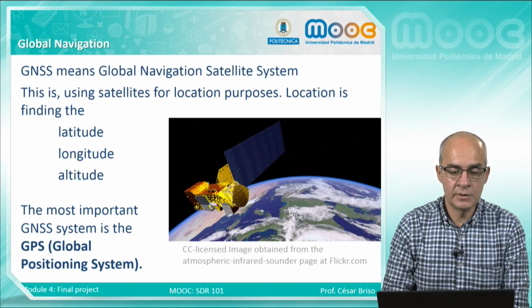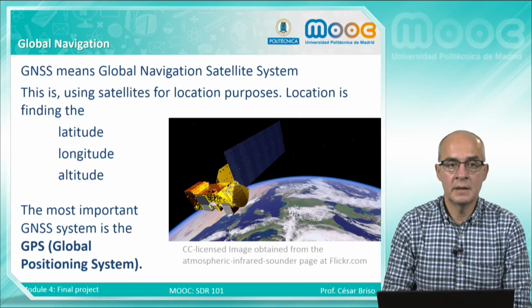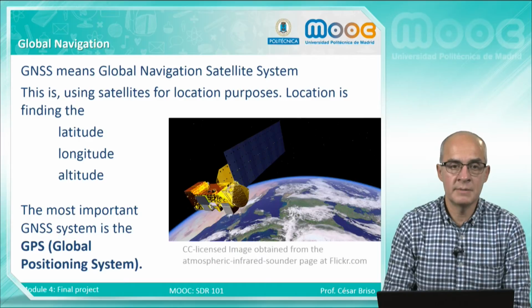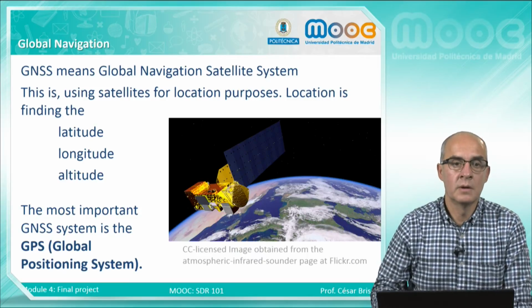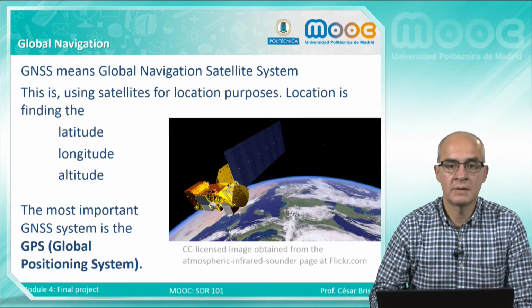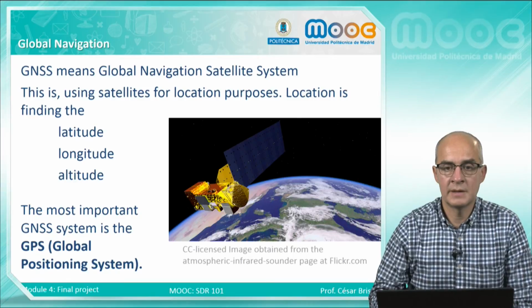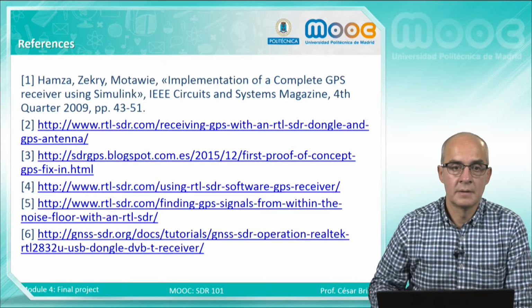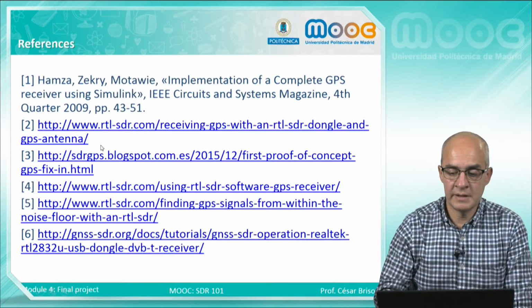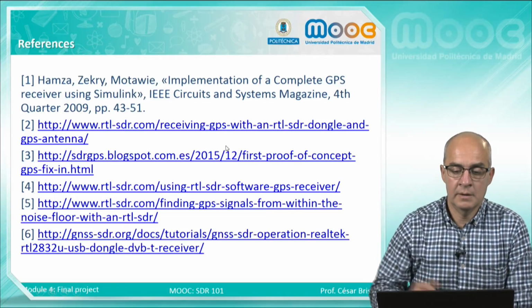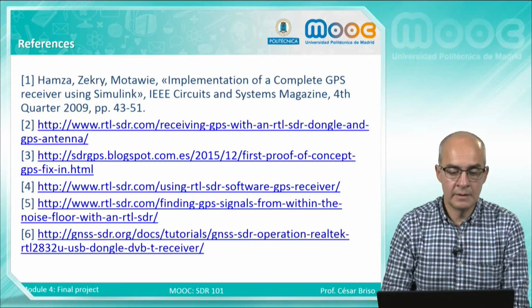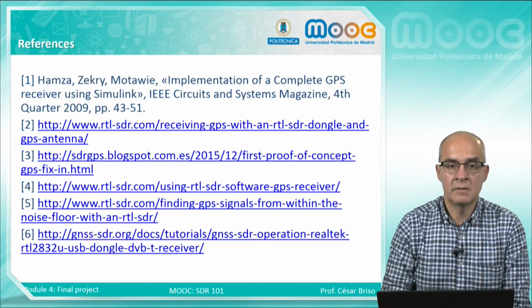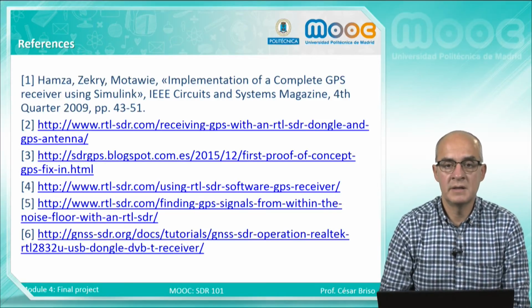Global navigation: we talked about global navigation systems, the information they give, and the possibilities. There is also a tool for decoding global navigation systems with the RTL. You can manage it. And these are some of the references for receiving GPS signals with the RTL and with different tools for a GPS receiver.